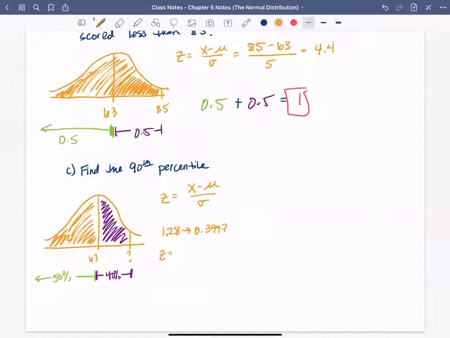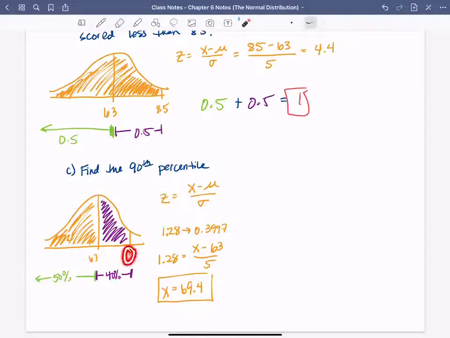So now Z equals, we know our Z value, which is 1.28. Our X value, we still don't know. Our mu is still 63 and our standard deviation is still 5. So if we multiply both sides by 5 and then add 63, we get X equal to 69.4. This is where the 90th percentile lies. So 69.4 is our answer right here. So 69.4 is the number we're looking for. Anyone who scores above a 69.4, there's only 10% of the people that scored above a 69.4 on the exam.